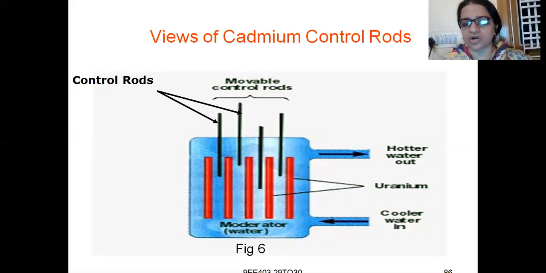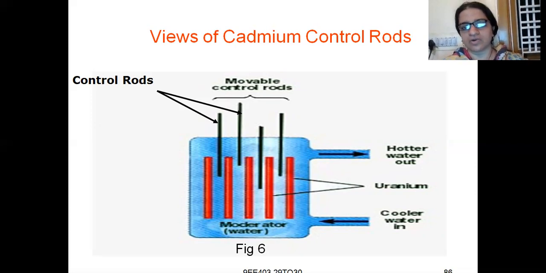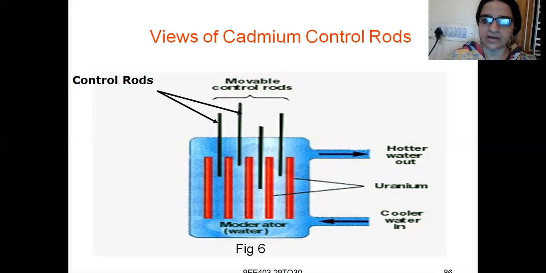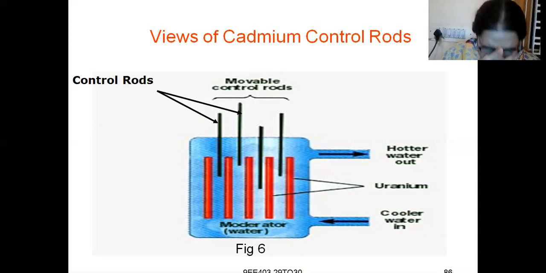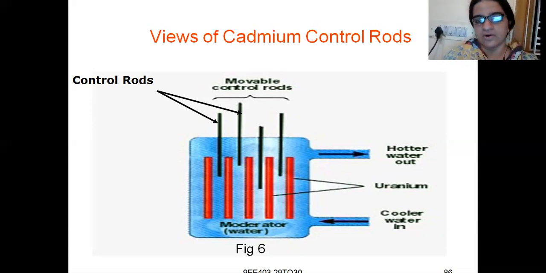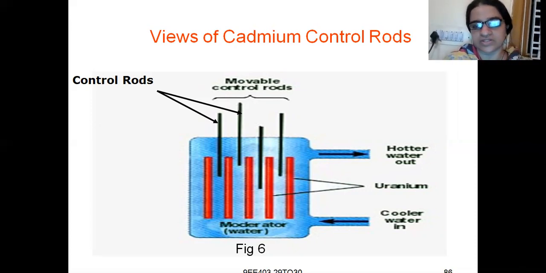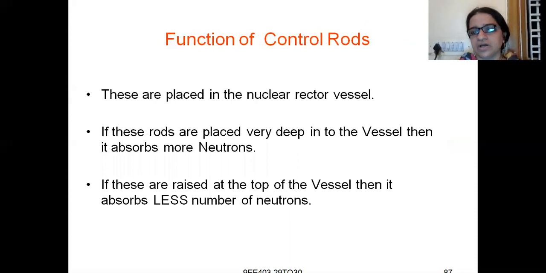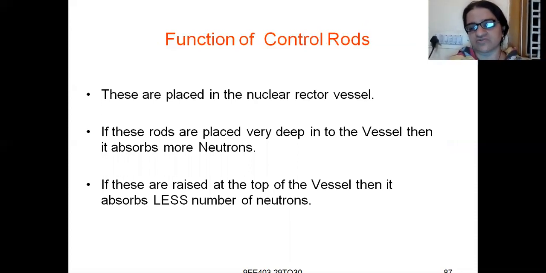So hot water, right, control rods. Next, the cool water is allowed inside. Cold water is only used as a coolant. It is allowed inside our nuclear reactor, and hot water is taken out from the nuclear reactor. This is a view of cadmium control rods. What is the function of control rods? I will explain the function of control rods.